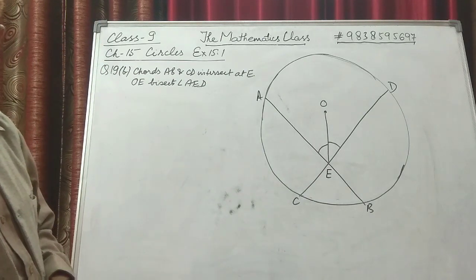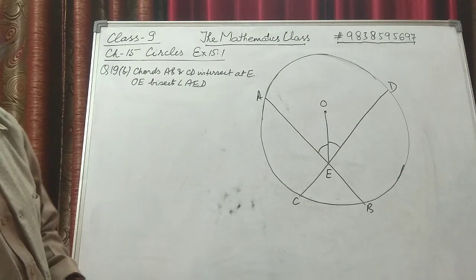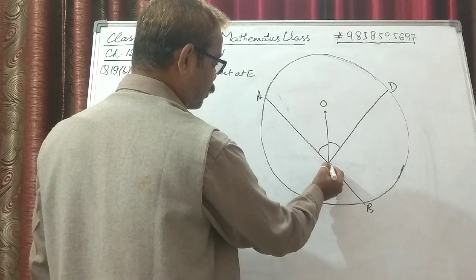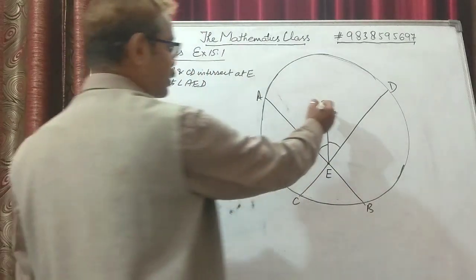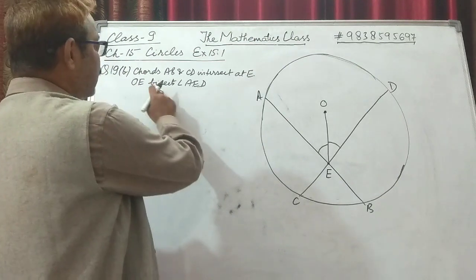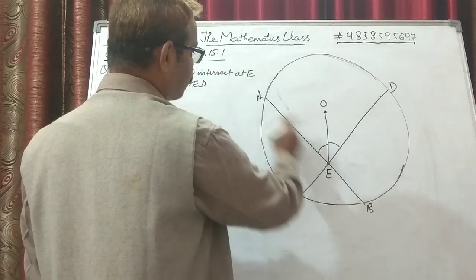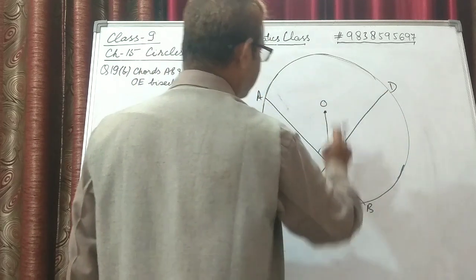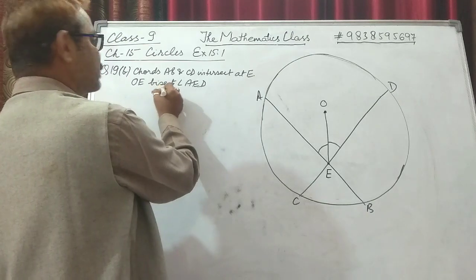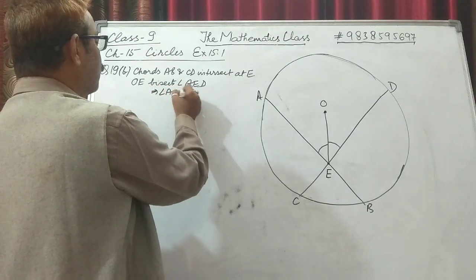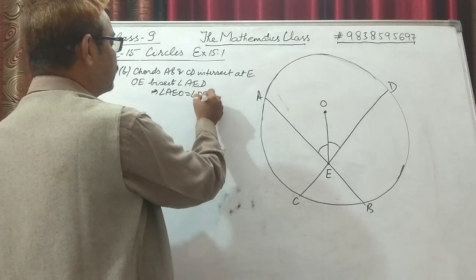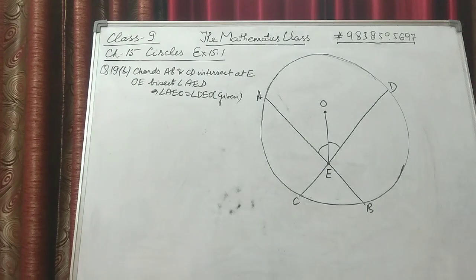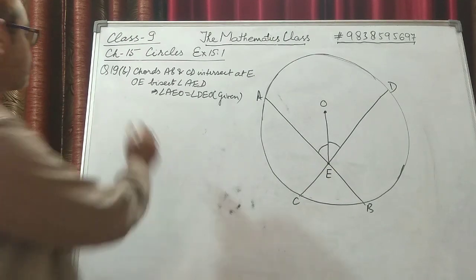In the figure 2 given below, chords AB and CD of a circle with center O intersect at E. So AB is a chord, CD is a chord, they intersect each other at point E, and the center of the circle is O. They say OE bisects angle AED. It means angles AEO and DEO are equal. Angle AEO is equal to angle DEO, and this is given. I am writing what is given. Then they say prove that AB is equal to CD.